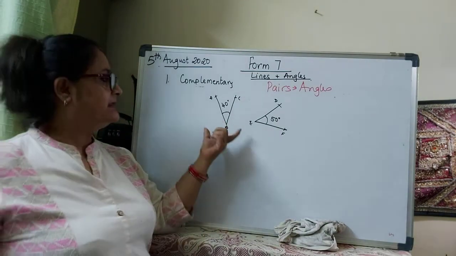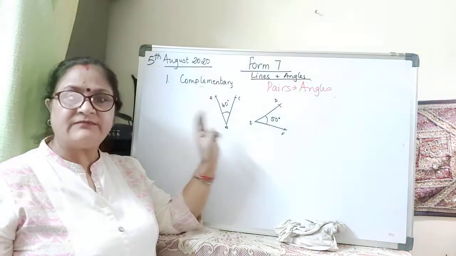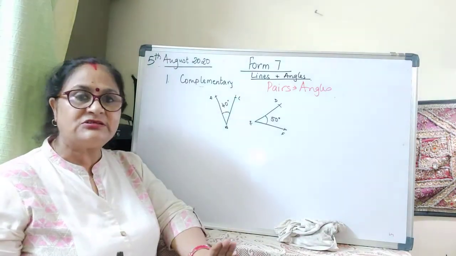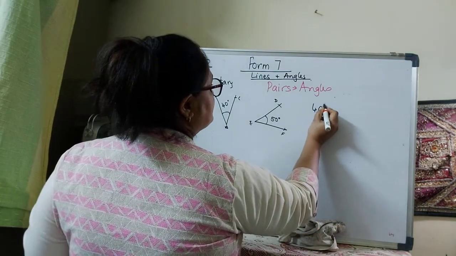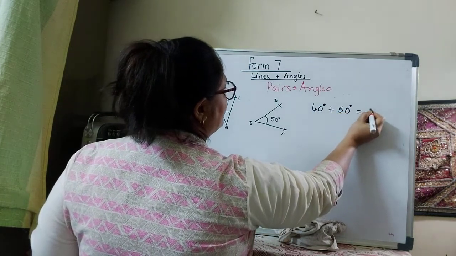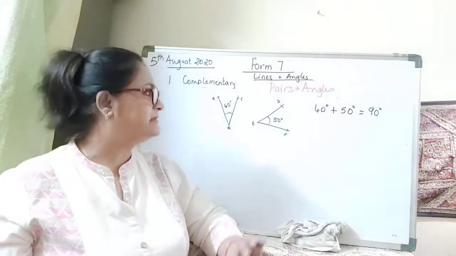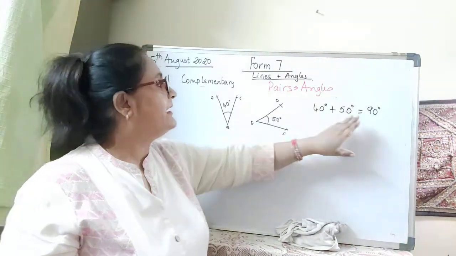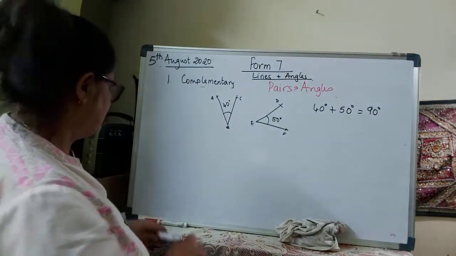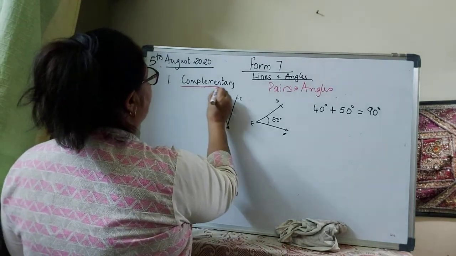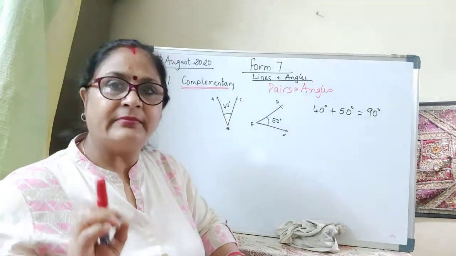Now when two angles of different measures are added, I've taken a pair of angles and I'm taking the measures together. So the pair of these two, 40 degrees plus 50 degrees, will give me 90 degrees. So if a pair of angles, when the measures are added, comes to exactly 90 degrees, then we call such pairs complementary angles.